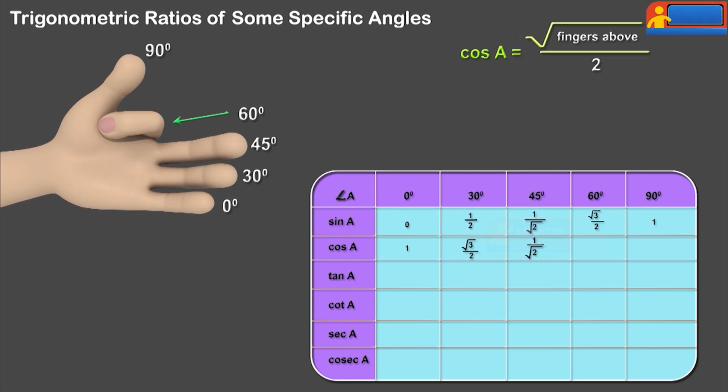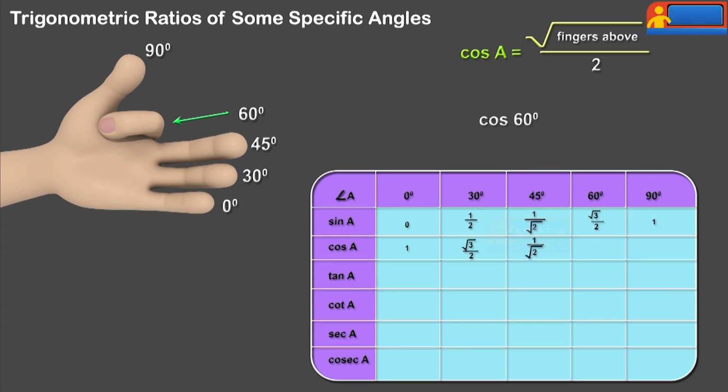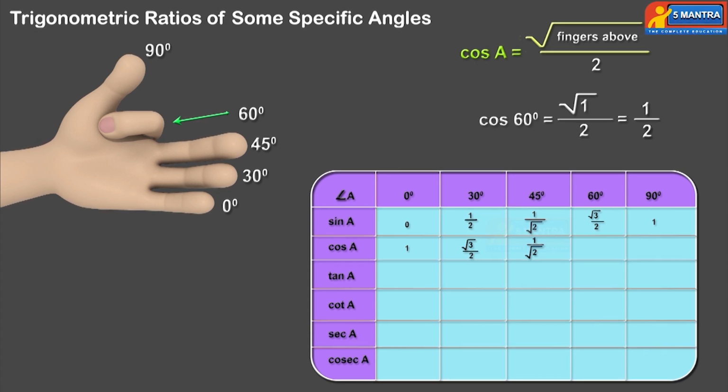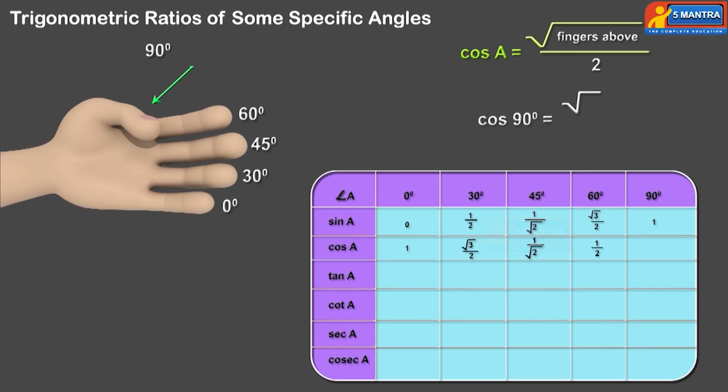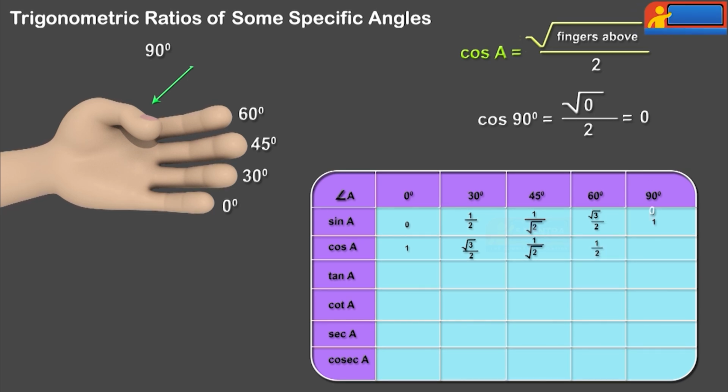Let's find cos 60. The fingers above the index finger are 1. So, according to our formula, the value is under root 1 by 2. That is equal to 1 by 2. So, cos 60 is 1 by 2. Let's find cos 90. The fingers above the thumb are 0. So, according to our formula, the value is under root 0 by 2. That is equal to 0. So, cos 90 is equal to 0.